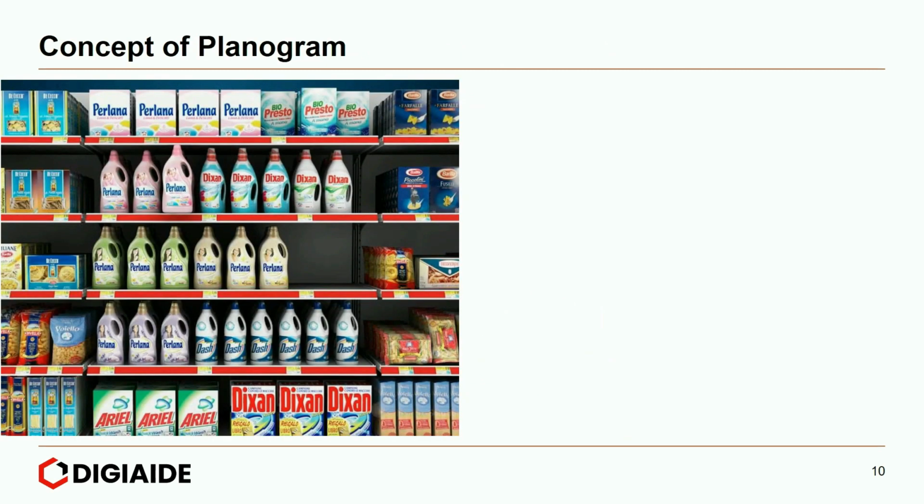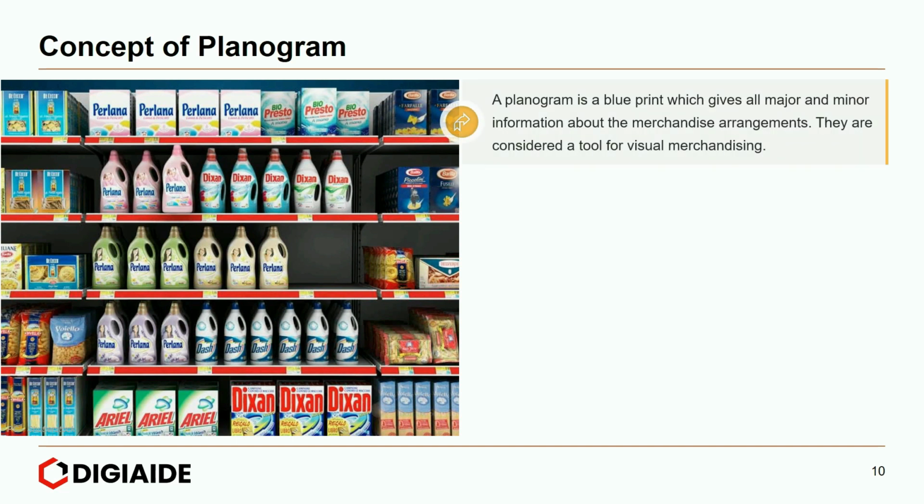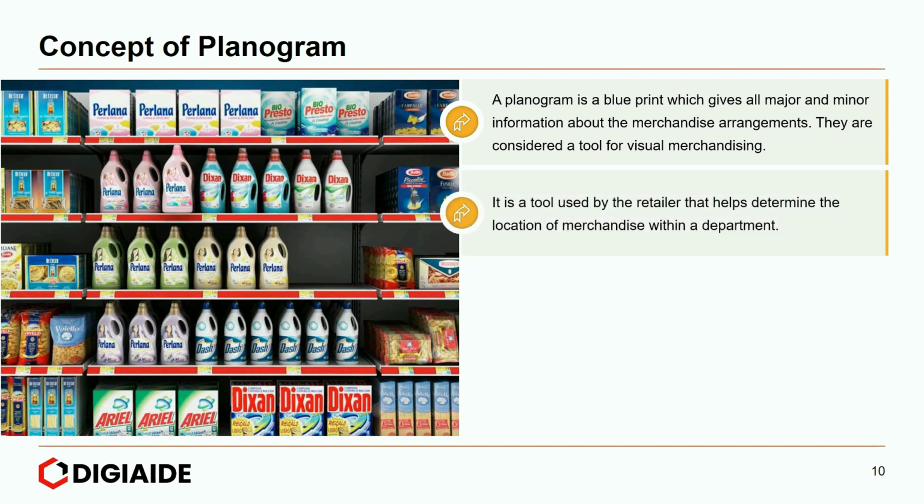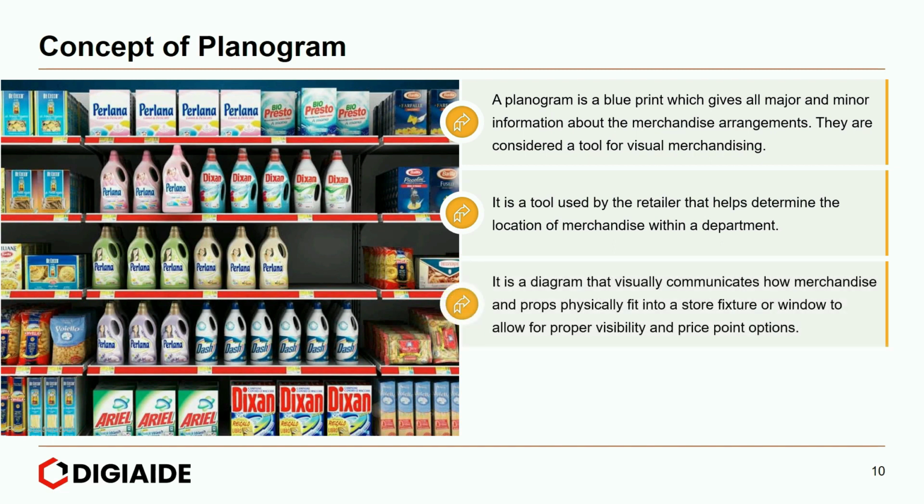Moving on to the concept of a planogram, which comes in tandem with visual merchandising. A planogram is a blueprint which gives all major and minor information about the merchandise arrangements. It is considered a tool for visual merchandising. It is a tool used by the retailer that helps determine the location of merchandise within a department. It is ultimately a diagram that visually communicates how merchandise and props physically fit into a store fixture or window to allow for proper visibility and price point options.